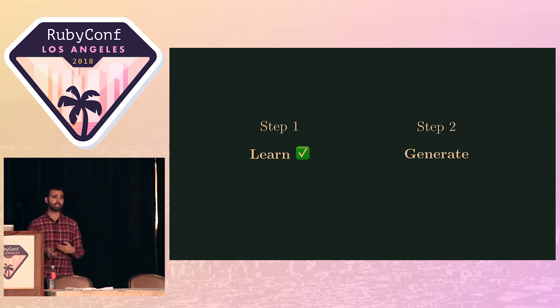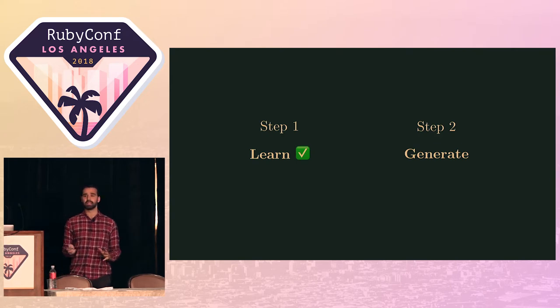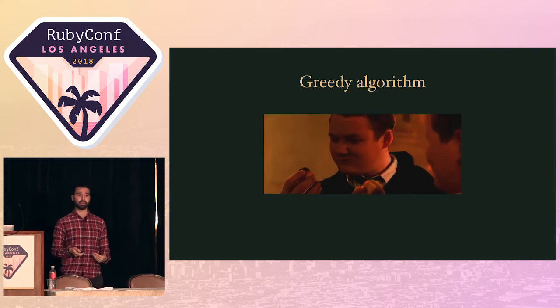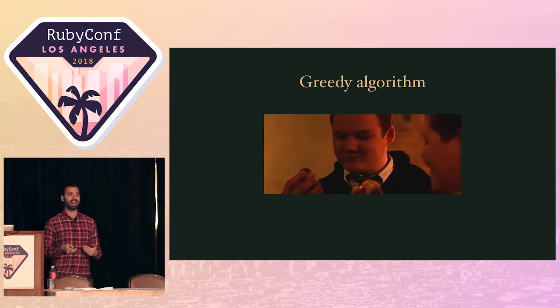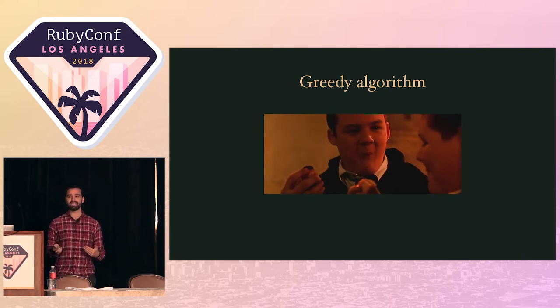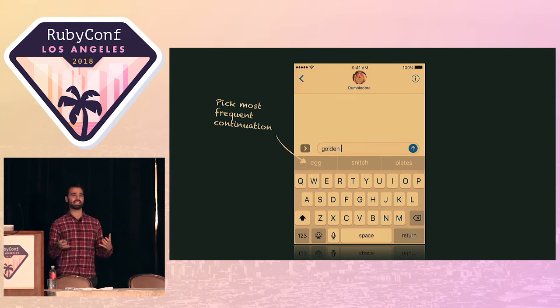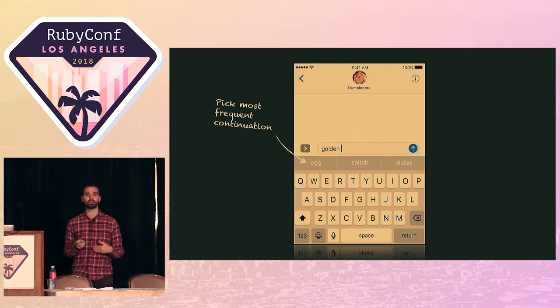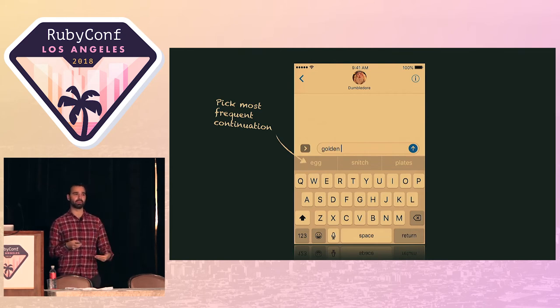So now we need to figure out how we use that to generate new stories. And there are a few different approaches. So let's start with the simplest, which is called the greedy algorithm. Why is it called the greedy algorithm? Well, it's because in each case, it sort of takes the biggest, juiciest option. What that means is it just goes for the most likely continuation, the one that's appeared most often.